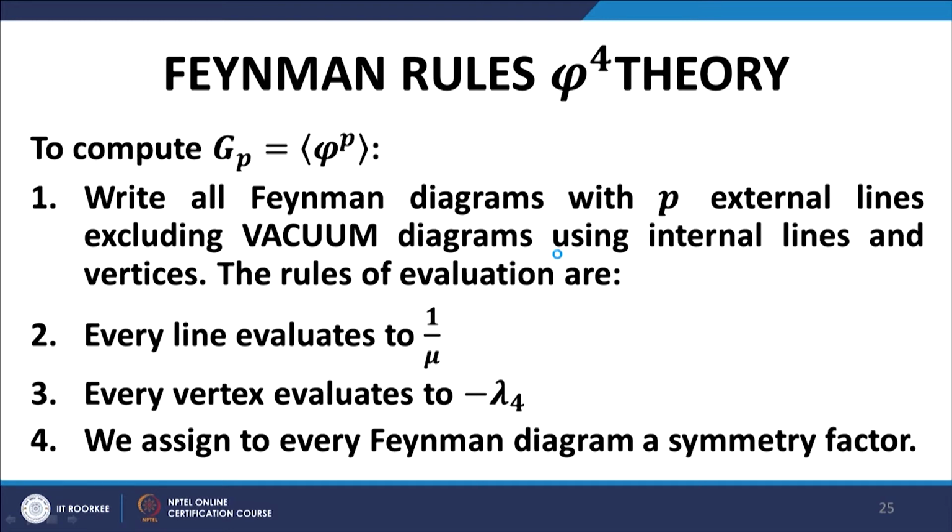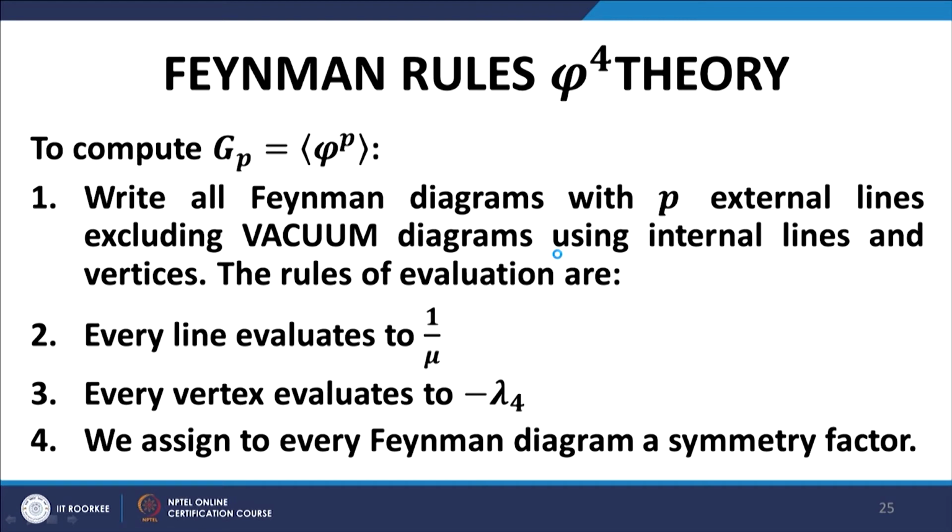What are vacuum diagrams? We will come back to that in a minute, but using internal lines and vertices, we write all possible Feynman diagrams with p external lines. The number of external lines must match the order of the Green function. For a p-th order Green function, the p point Green function, we need to construct Feynman diagrams with p external lines. Every line, as I mentioned, evaluates to 1 upon mu. Every vertex evaluates to minus lambda 4.